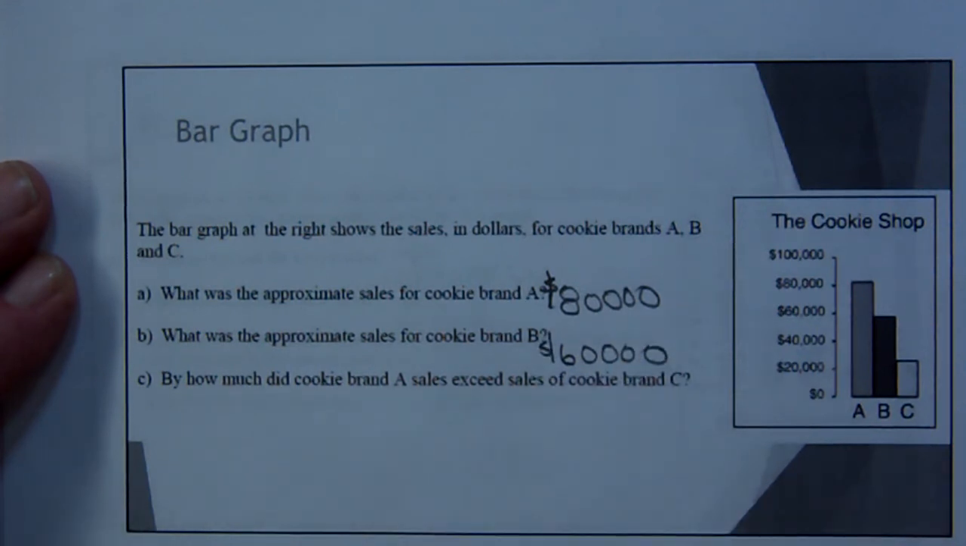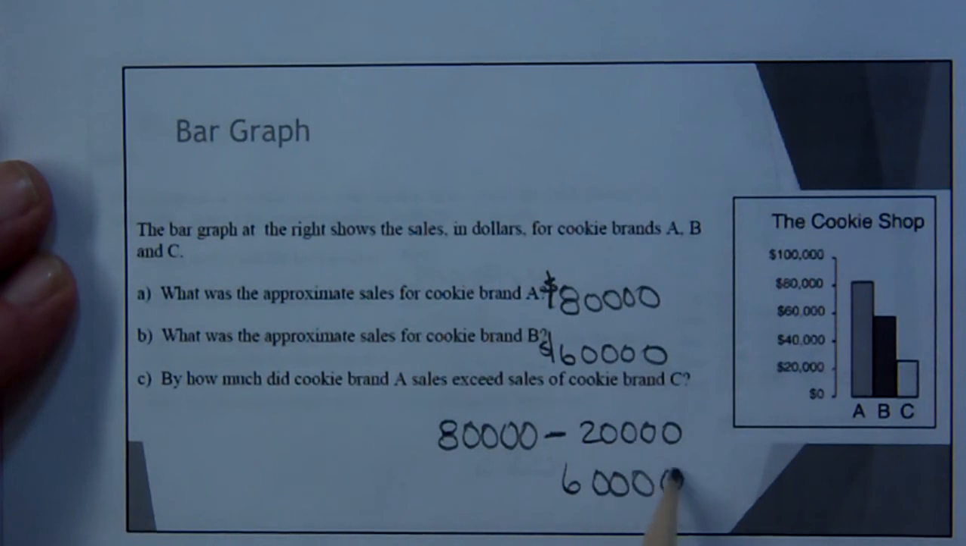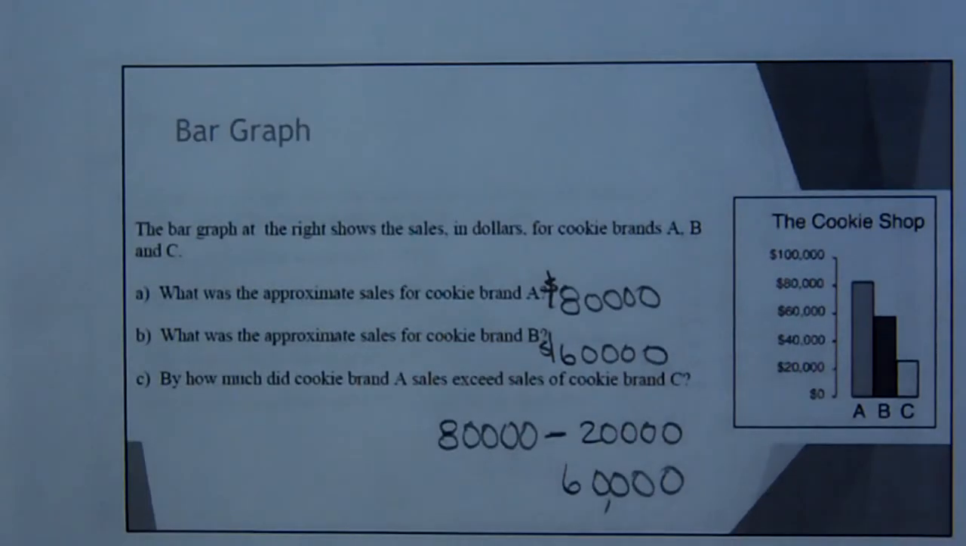And by how much did cookie brand A exceed the sales of cookie brand C? Well, cookie brand C looks like it did around 20,000. So I'm going to take 20,000 away from cookie brand A, which I called 80,000. And so the difference is approximately $60,000 is the approximate difference.